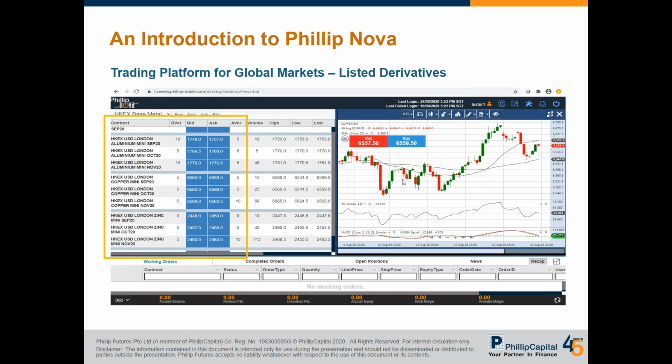This is how you will see it. This is actually a demo account that I have, so the account balance is 0. You can actually pull up a chart or even the order book at the side. In this illustration, it's copper, LME copper. So this is how it looks if you trade through Phillip Nova.